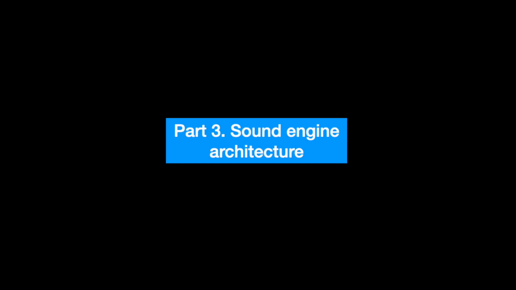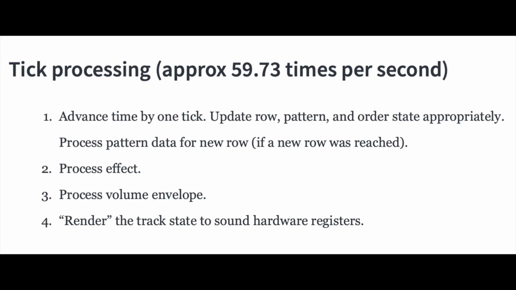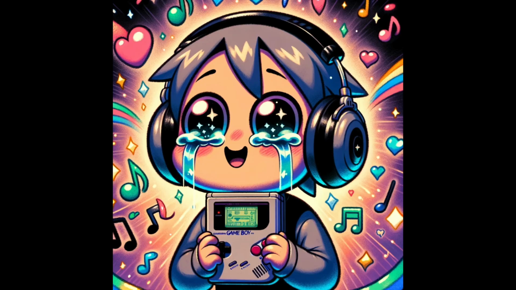Part 3. Sound engine architecture. Each tick, approximately 59.7 times per second, the sound engine performs the following steps for each track. Advance time by 1 tick. Update row, pattern, and order state appropriately. Process pattern data for new row, if a new row was reached. Process effect. Process volume envelope. And finally, render the track state to sound hardware registers. Then, we sit back and let the Game Boy hardware output sweet sounds until the next tick.